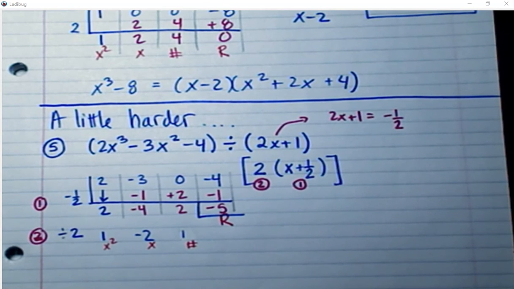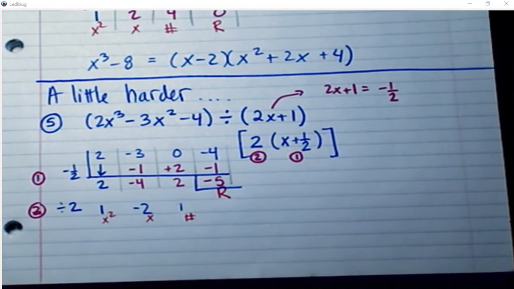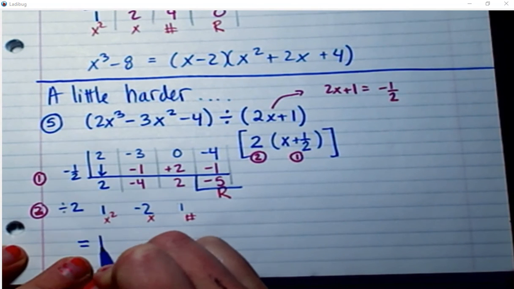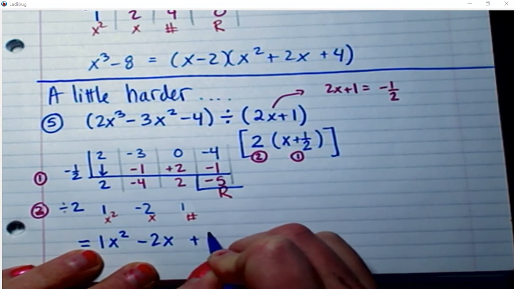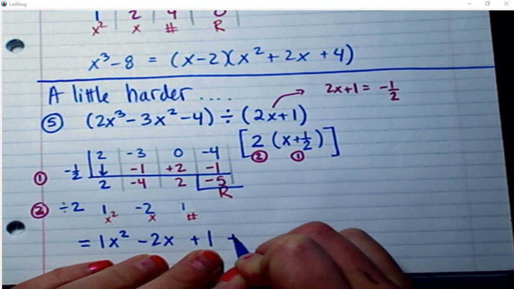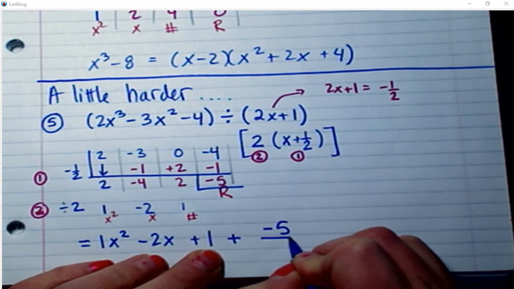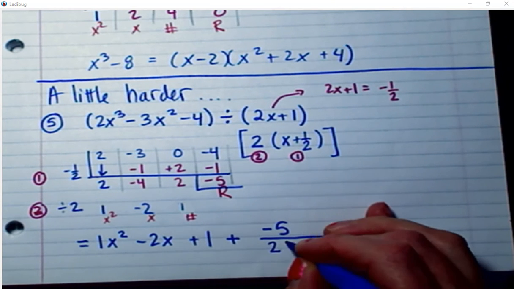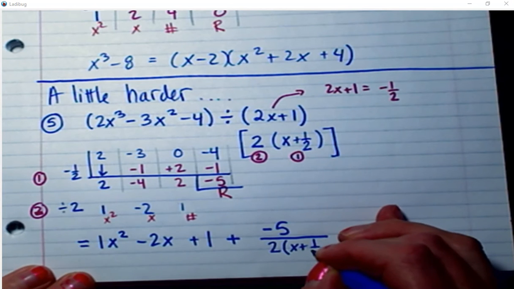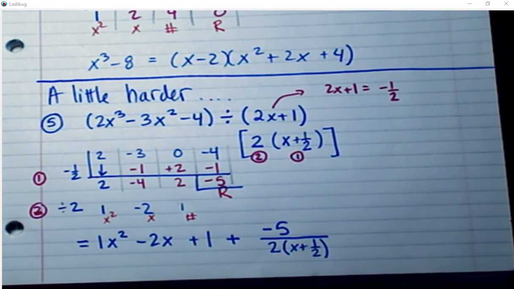Okay, so here's how you write the result. Equals 1x squared minus 2x plus 1. Okay, here's the remainder. Now, in order to get this remainder, you know how I didn't divide the remainder by 2, right? I just left it there for a minute. That's because I'm going to put it like this. Like you could divide it by 2, but I didn't want to write 2.5.